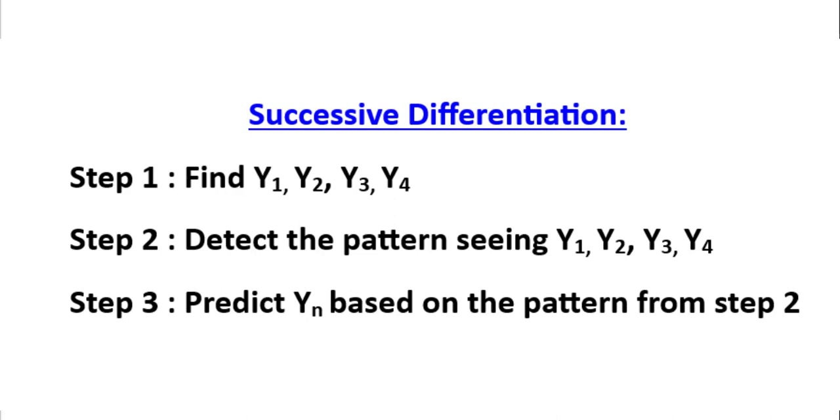Now in step 2 we have to look at y1, y2 and y3 and determine if there is any pattern. Lastly, in step number 3, based on the pattern we got in step number 2, we will predict yn. Now all these things may seem a bit confusing, but when we look at the examples it will be easy. So let's have a look at our first example where the function is e to the power ax.